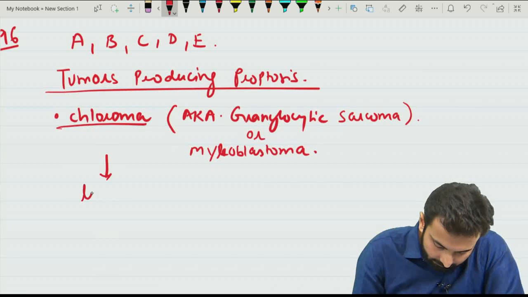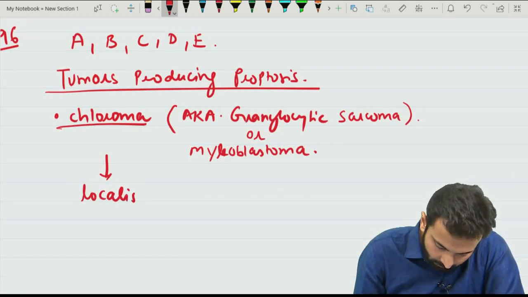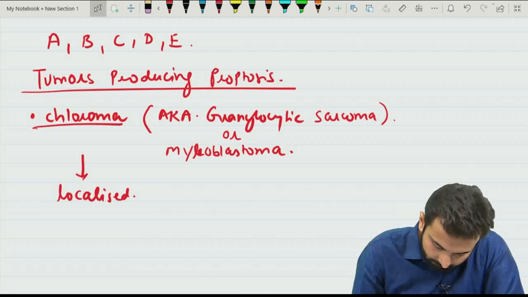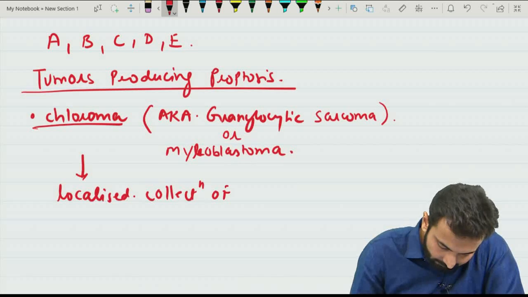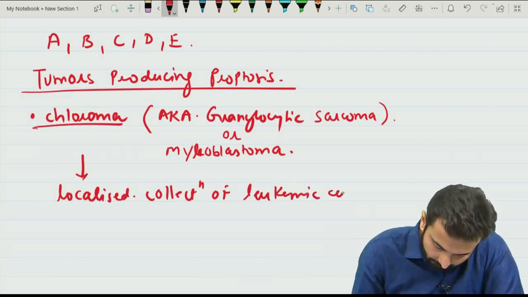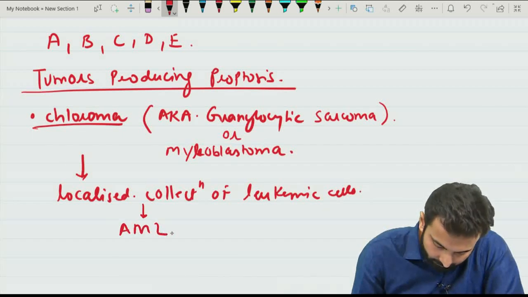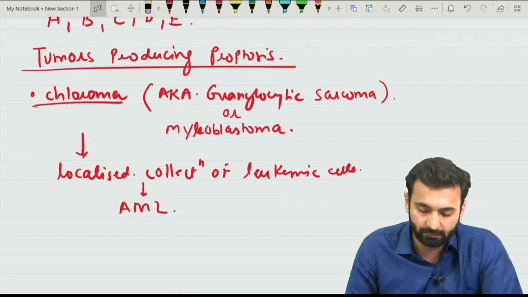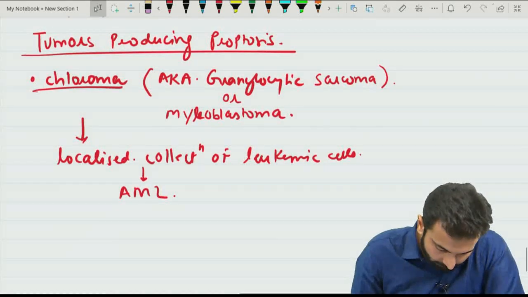So these chloromas are localized collections of leukemic cells, and they are seen exclusively in patients with AML, right?